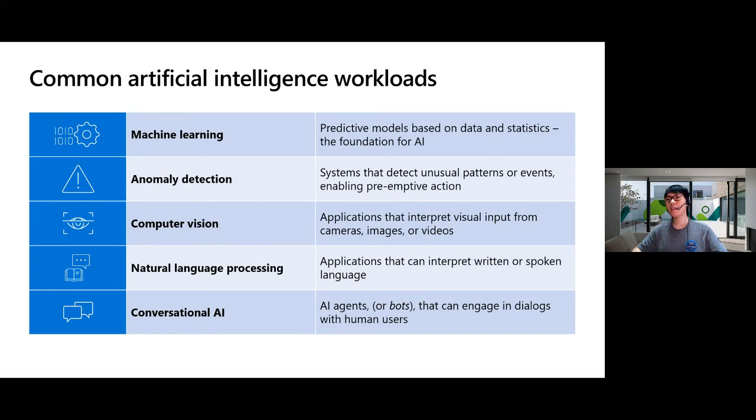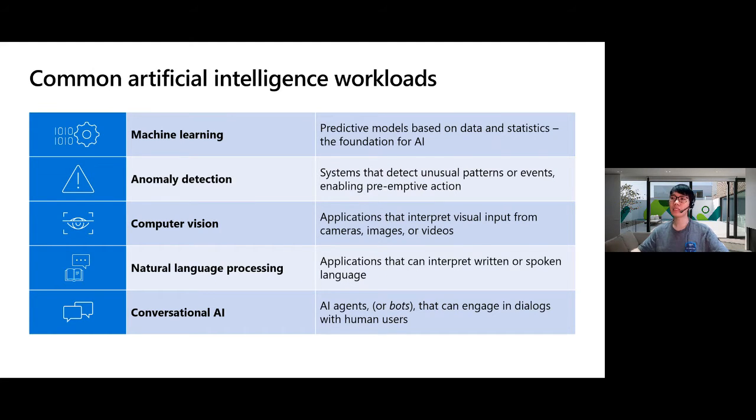So this slide lists common workloads or areas of artificial intelligence, which correspond to the human traits on the previous slide. The key elements include machine learning. This is often the foundation for an AI system and is the way we teach a computer model to make predictions and draw conclusions from data.